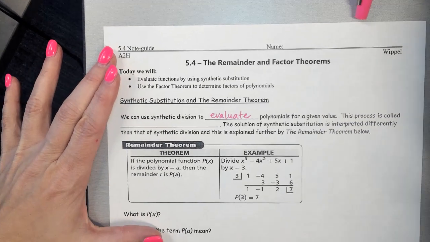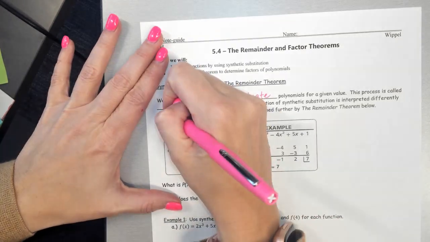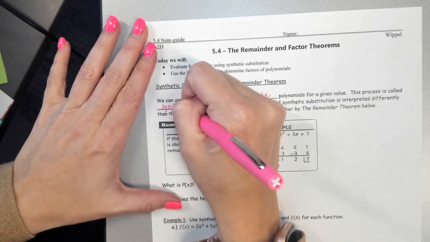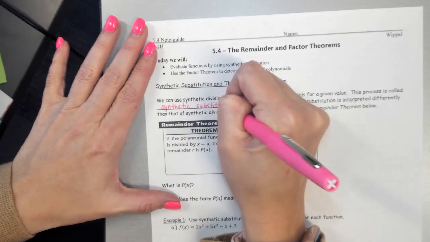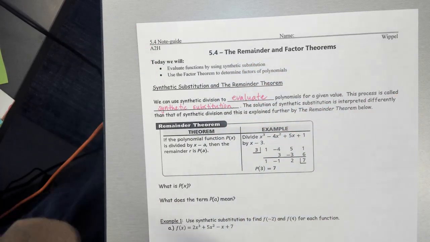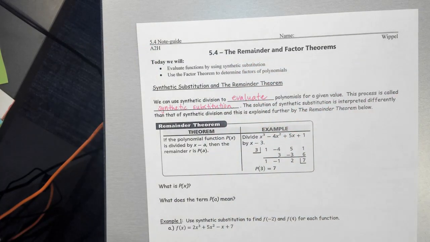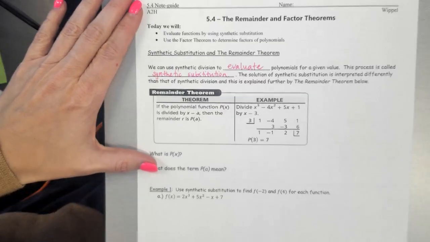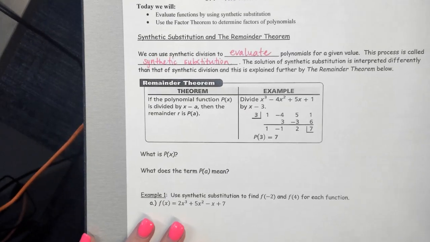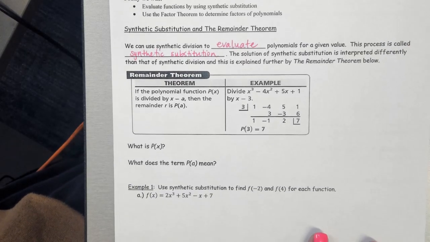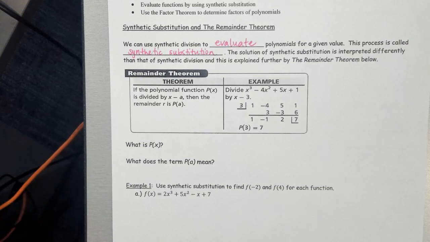Okay, this process is called synthetic substitution. Okay, because it's where you're plugging this in. Okay, and the solution is interpreted differently than when we are doing synthetic division. Okay, and this is explained by the remainder theorem below.